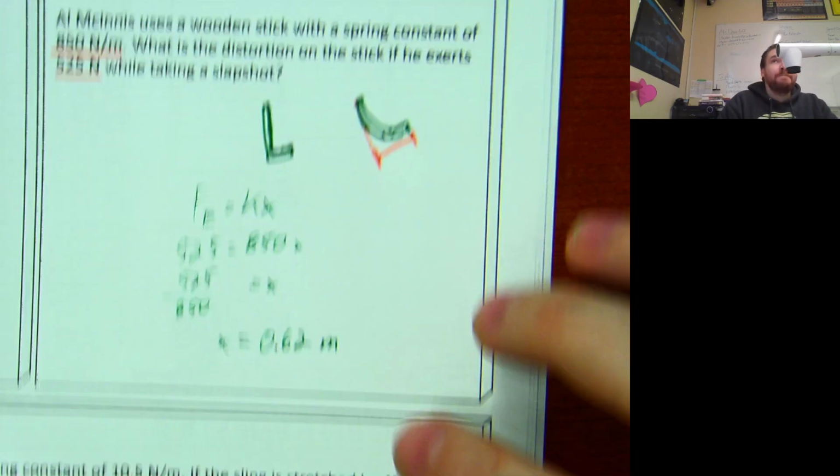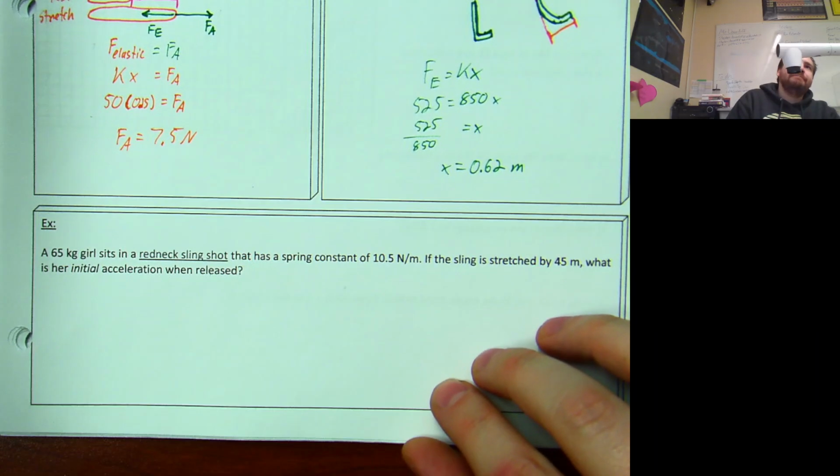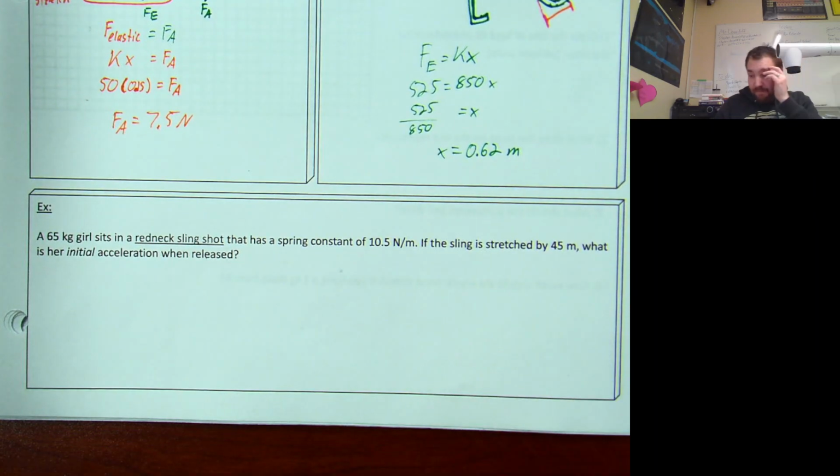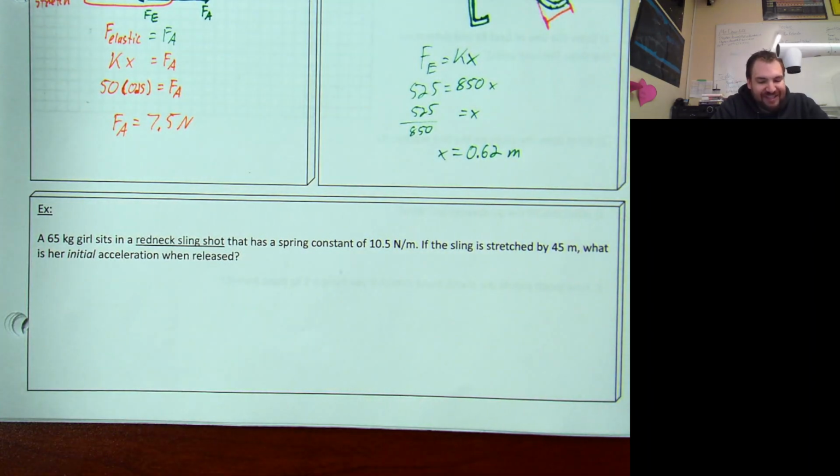So let's do one more. This thing is called a redneck slingshot. A 65-kilogram girl sits in a redneck slingshot that has a spring constant of 10.5 newtons per meter. If the sling is stretched by 45 meters, what is her initial acceleration when released?